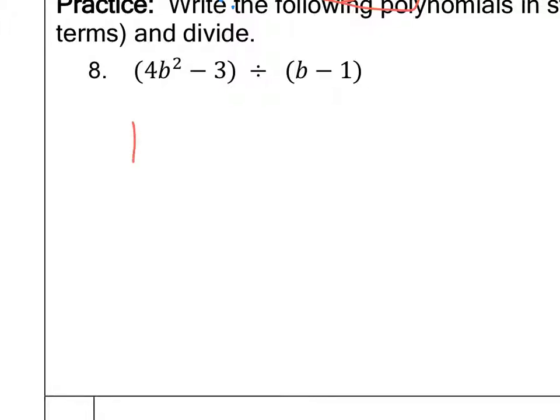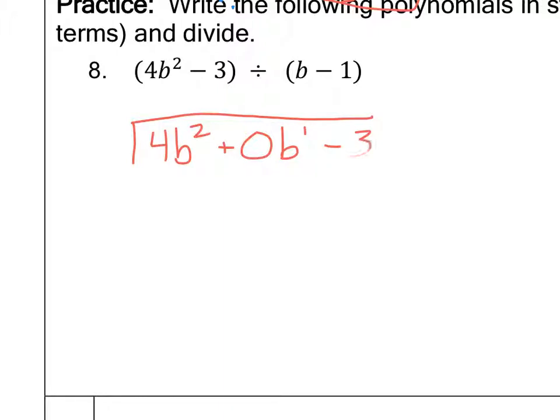So I'm going to go ahead and put it under here where it's going to belong. We have the 4b squared. That's a b to the second term. We don't have a b to the first term, but we need it as a placeholder. So we're going to go ahead and say plus 0b to the first term. And then we have our number, minus 3. Okay, so we have our second term, our first term, and then just our plain old number. And we're dividing this by b minus 1.